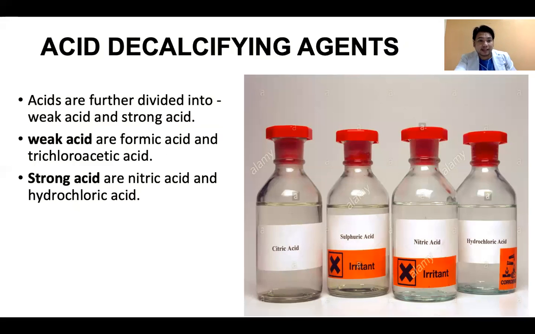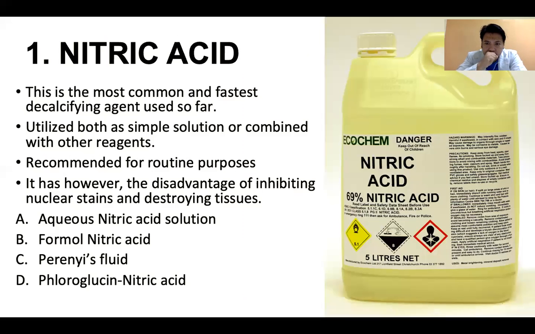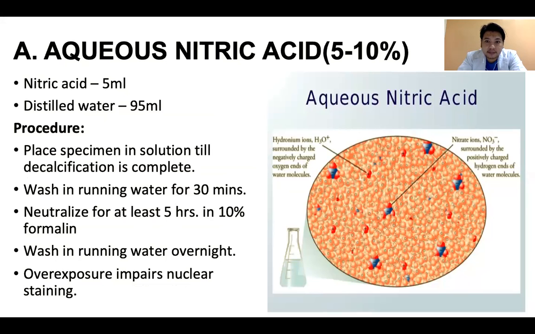We have two types of acids, weak and strong. Formic and trichloroacetic acid are weak, and strong acids are nitric acid and hydrochloric acid. The most commonly used for decalcification is nitric acid. This is the most common and the fastest decalcifying agent used so far, recommended for routine decalcification. We have types of nitric acid: aqueous nitric acid, formol nitric, Perenyi's fluid, and phloroglucin nitric acid. This is aqueous nitric acid.